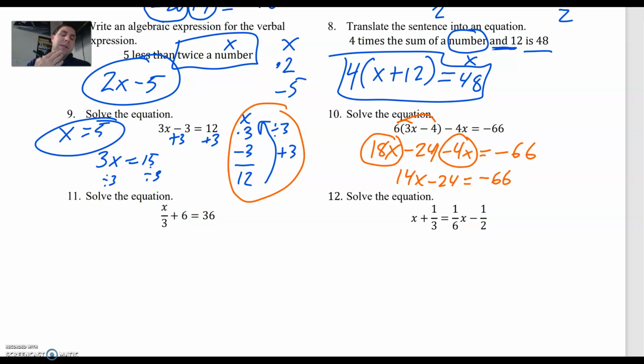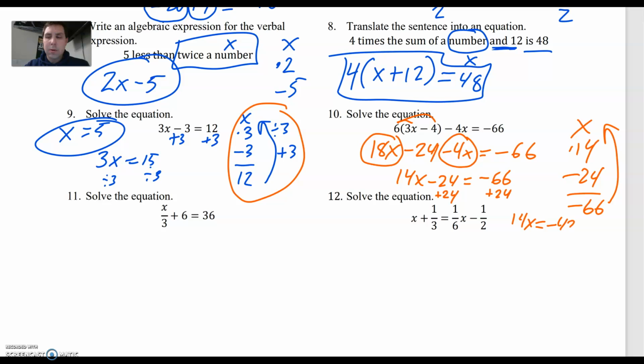And now it's the same structure as number 9, where I'm being asked to solve for x. If I look at x, you're multiplying it by 14, and then you subtract 24, and you get negative 66. So therefore, we have to go in the complete opposite order, which means I need to do the opposite. I need to add 24, which I believe gives me negative 42. And then divide by 14, because I need to undo the multiplication. You get x is equal to negative 3, and that's it.